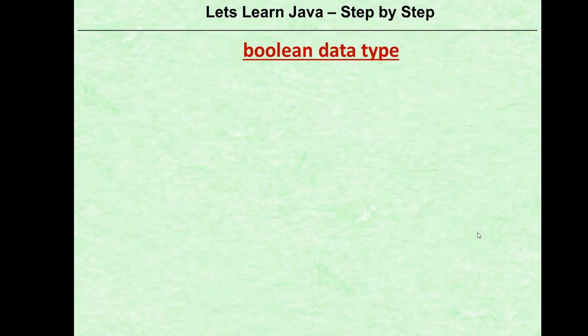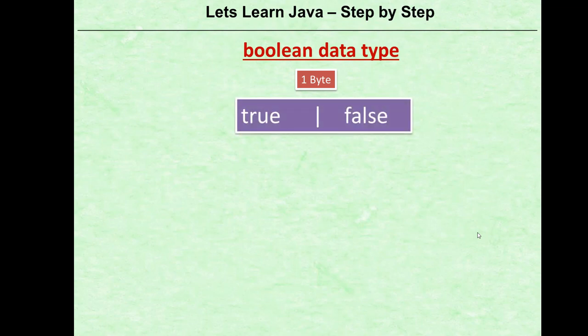So for example, if you just want to set a variable to say game over, so when everything is completed or somebody achieves the desired score, you need to set the state of the game to over so that nothing happens beyond that. So this is a one byte variable and it has only two values, true or false.